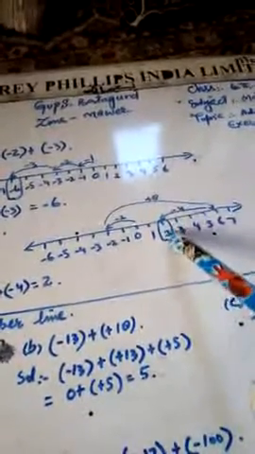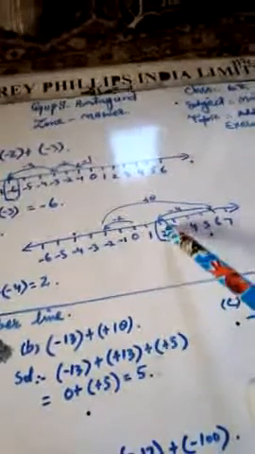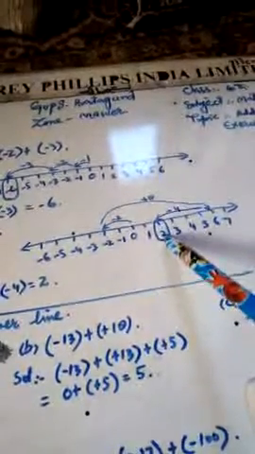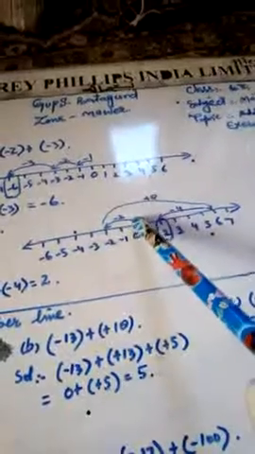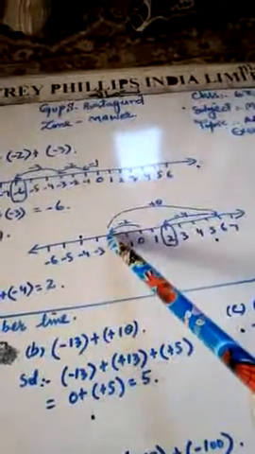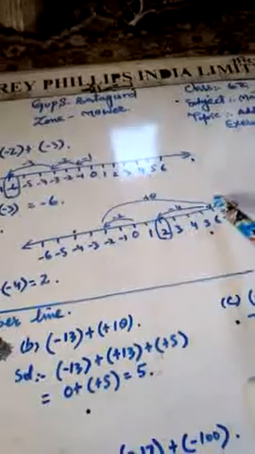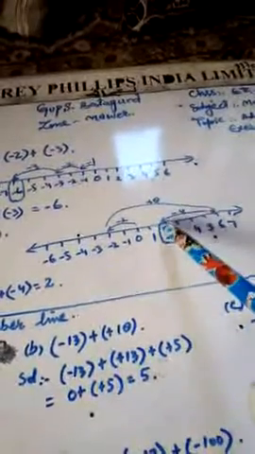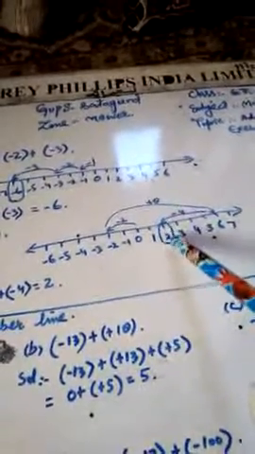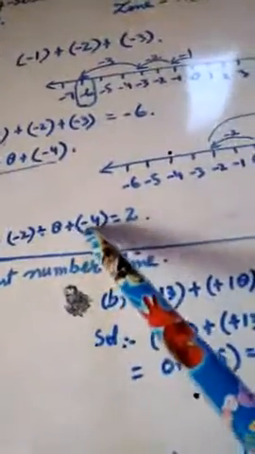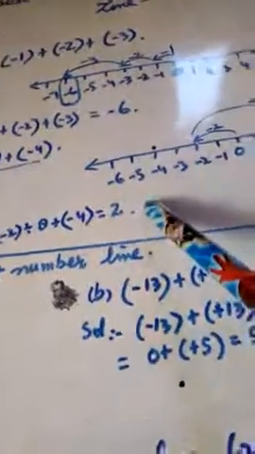This is point 2. That means our net result is equal to 2. When we first jump 2 steps towards left, then 8 steps towards right, then 4 steps towards left, we will reach the point 2. So -2 plus 8 plus -4 is equal to 2.